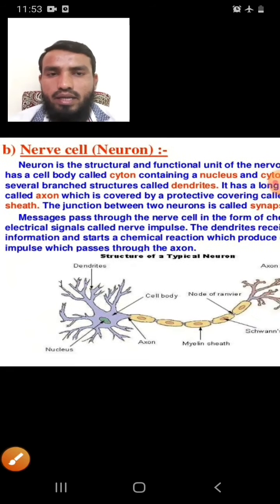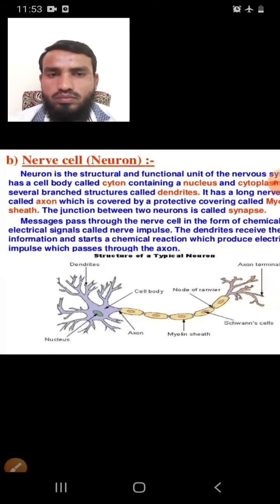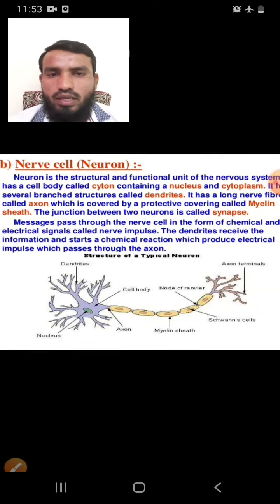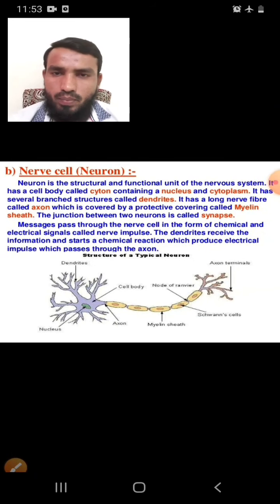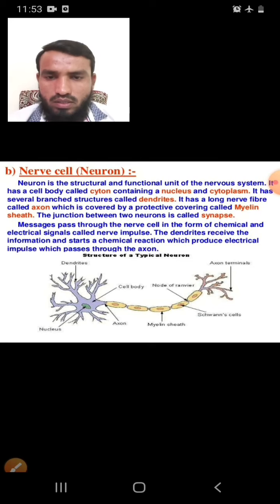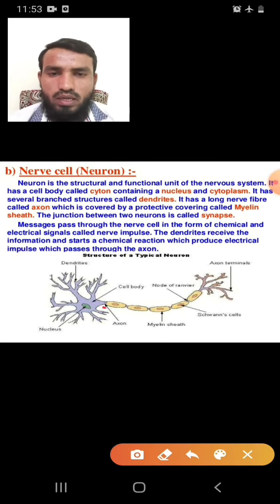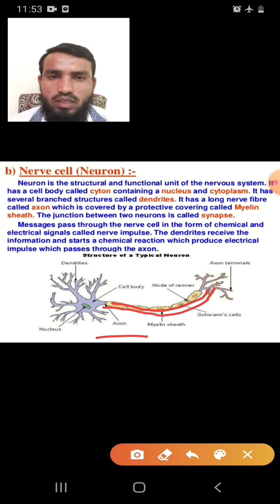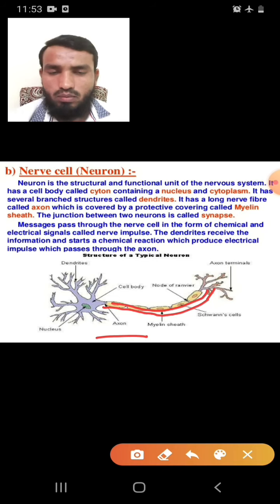And it has a long nerve fiber that is called the axon. This is the long nerve fiber which is arising from the cell body, so that is called the axon, right? So this is actually called the axon, which is mentioned here. It is a long structure starting from your cell body and ending at the nerve end. This long structure is called the axon, which is covered by a protective covering called myelin.